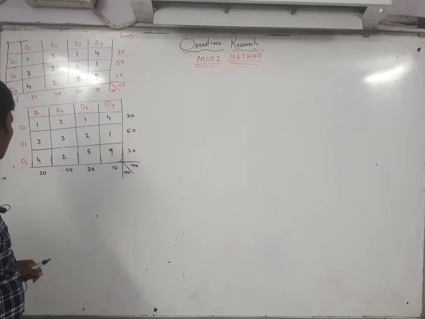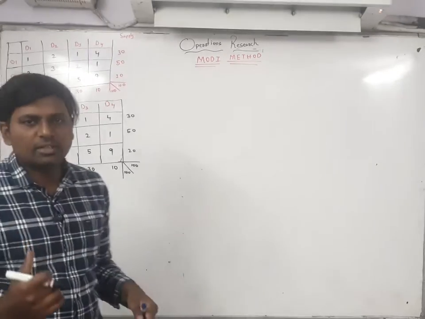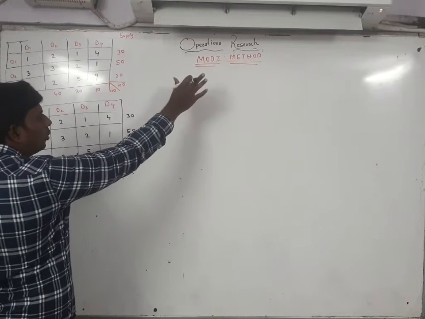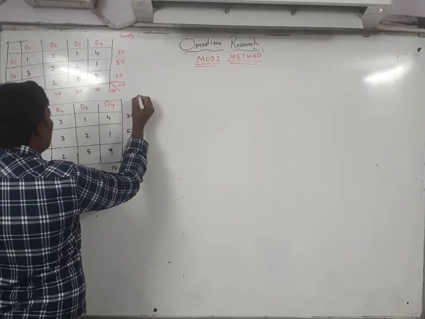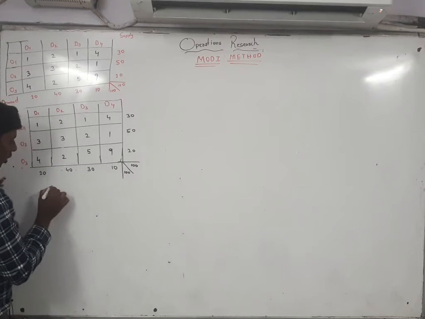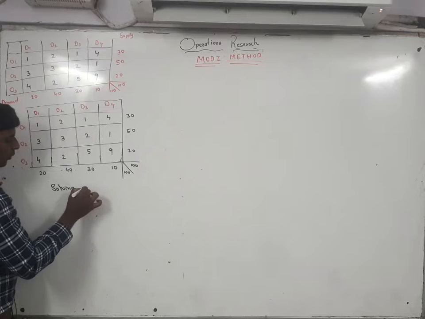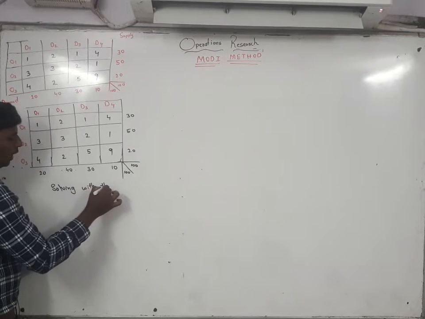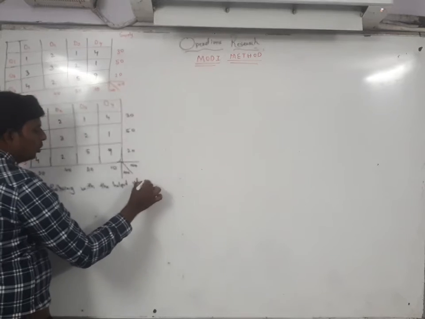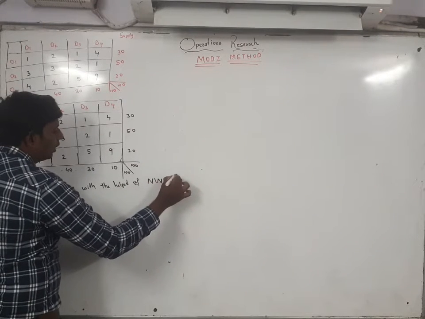Now the next step, here you got it, now you can select any method. So let's select the northwest corner method. Which method are we selecting? If you want to find out the Modi method, first we have to select the northwest corner method. Solving with the help of northwest corner method.